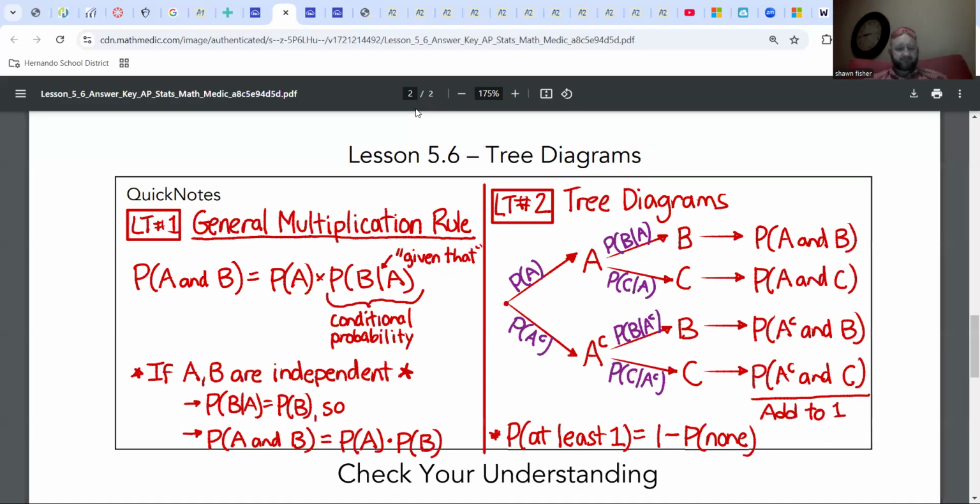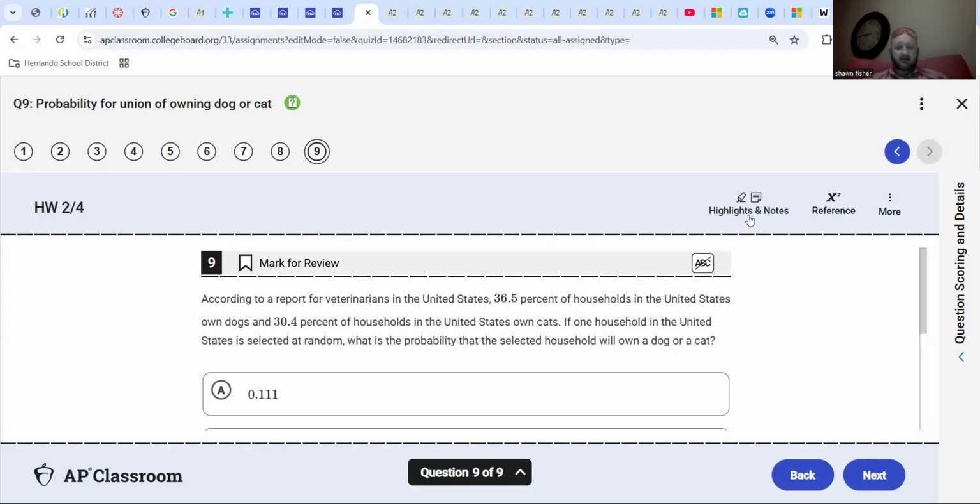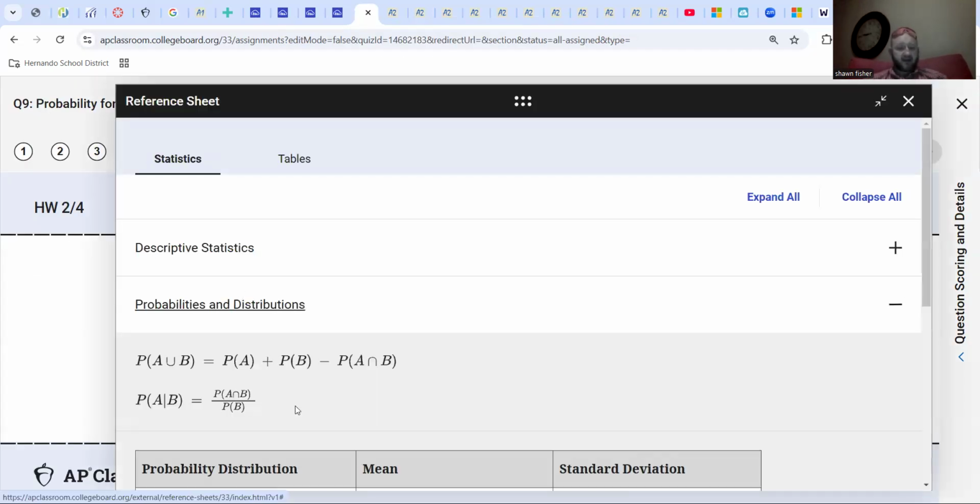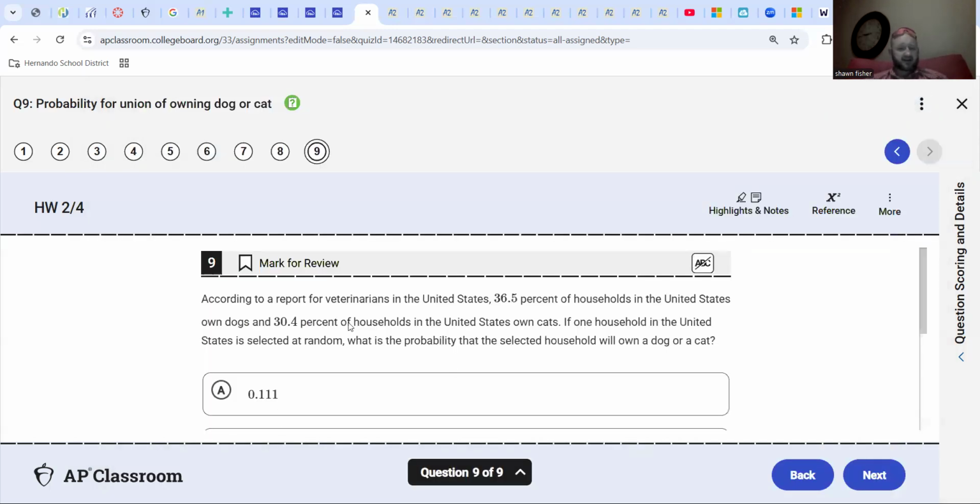Let's see. I don't have that rule written down. Let's see. Yes, we do. It's right here. All right. So the probability of A or B, which is what we're trying to find out, dogs plus cats minus what they share. Here's the problem with this. It doesn't tell us what they share. We can't necessarily assume that they share anything.